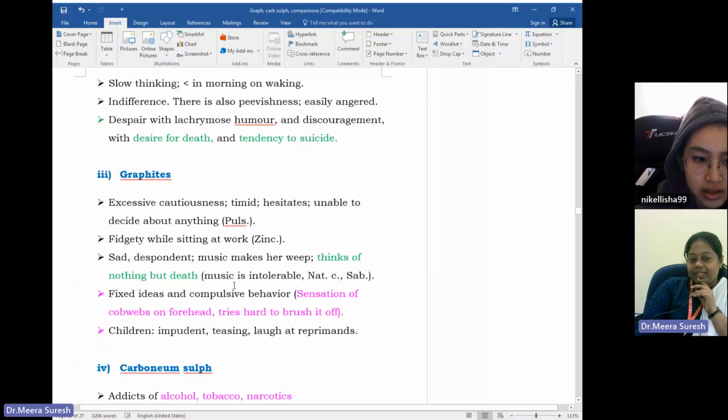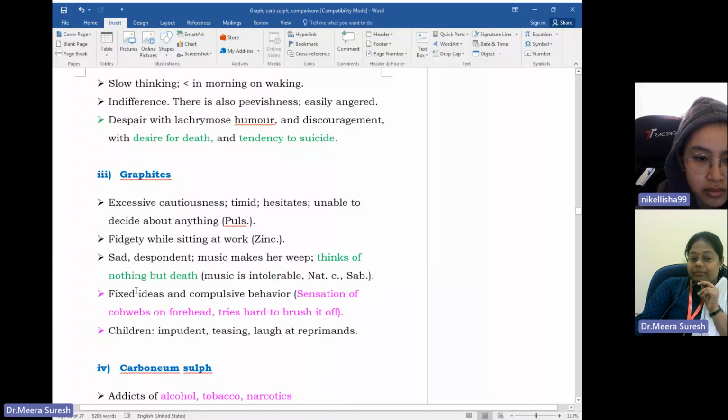So young Graphites patients have this, and they think of nothing but death. They also desire it, and that is because of their sad nature, something that has gone. So yes, music is intolerable. They have given Natrum carb, Sabina, Ambra grisea, and others.